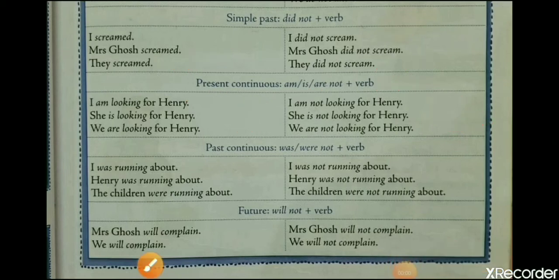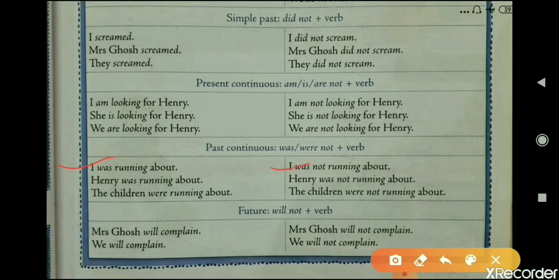Past continuous. I was running about. I was not running about. Henry was running about. Henry was not running about. The children were, here we use were. The children were not running about. Now next one is future, will not plus verb. Mrs. Ghosh will complain. Mrs. Ghosh will not complain. We will complain. We will not complain. Okay.